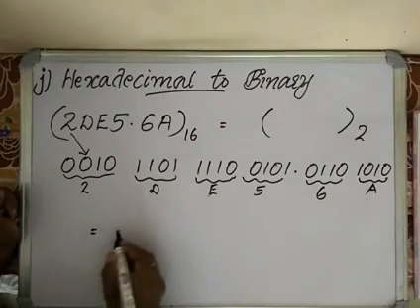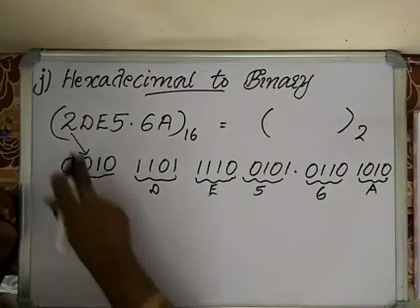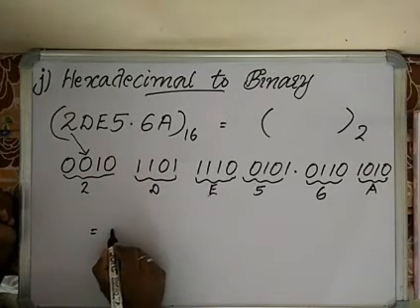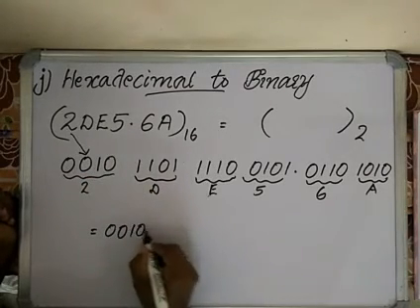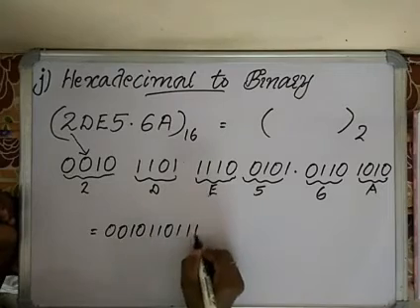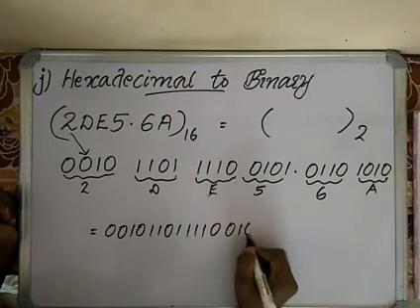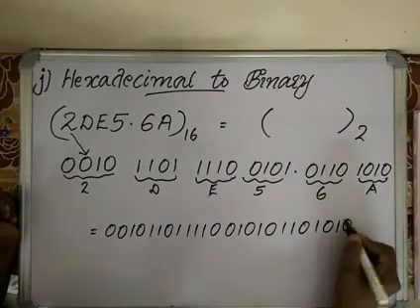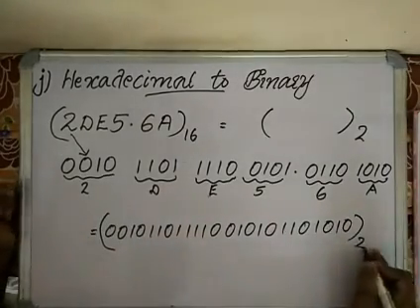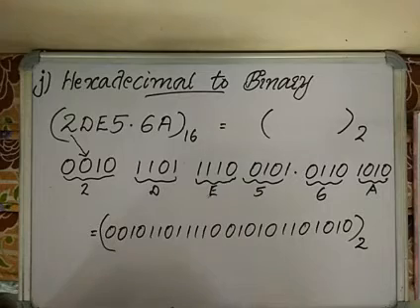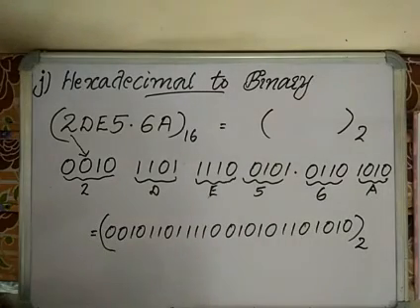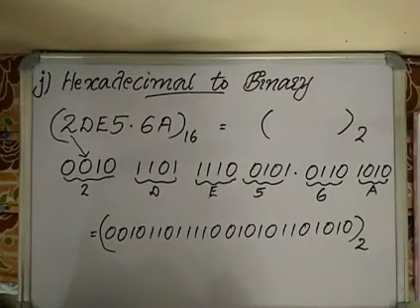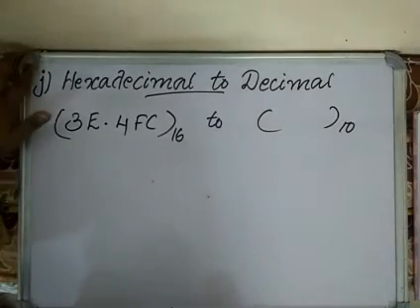So our binary equivalent of this given hexadecimal is 0010 1101 1110 0101 0110 1010. This is the equivalent binary of the given hexadecimal number 2DE5.6A.